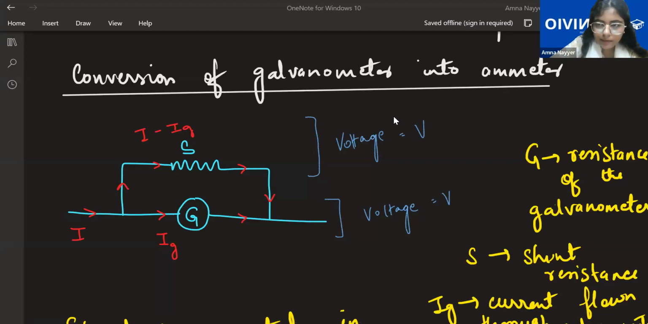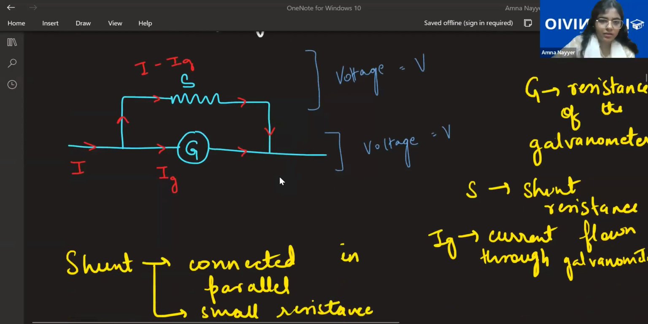Ma'am, voltage does not split between two wires in a parallel connection. In a parallel connection, voltage does not split because it remains constant. Yes. So what's the voltage across the shunt? V itself.